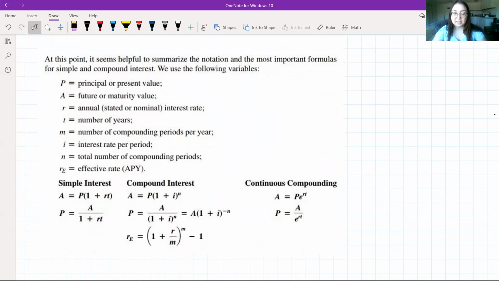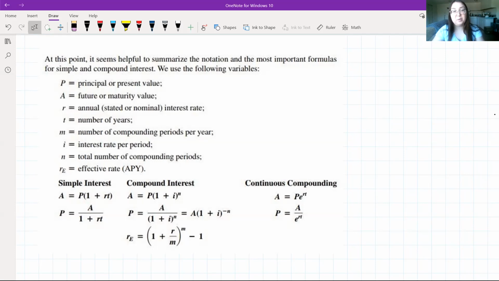So we see that P is often utilized as a principal or a present value. A is usually our future or maturity value. This isn't two different things. Sometimes we call it a future value and sometimes a maturity value, but A will always be a future maturity value, whereas P can be principal or present value. R is our annual interest rate. So we'll now see R as a stated or nominal interest rate instead of per period. So R is going to be used for annual things.